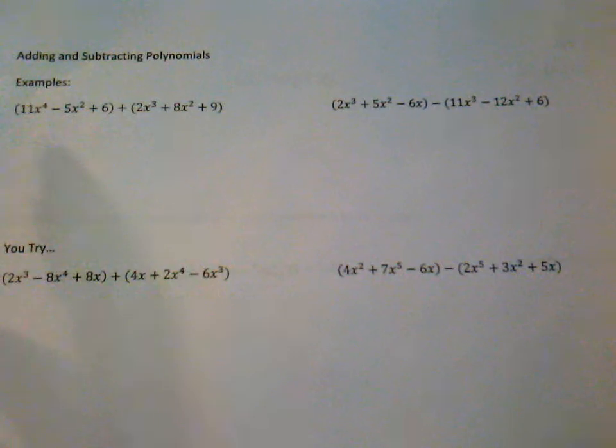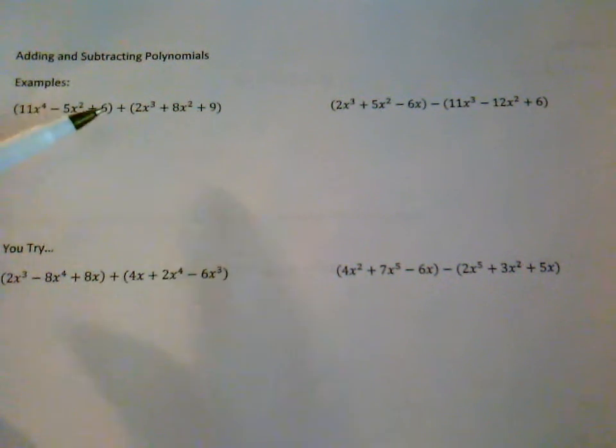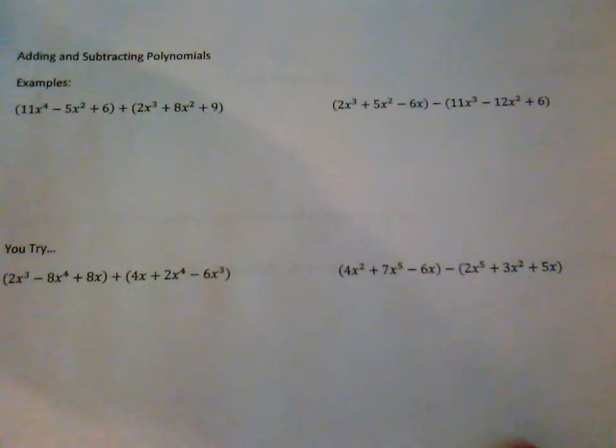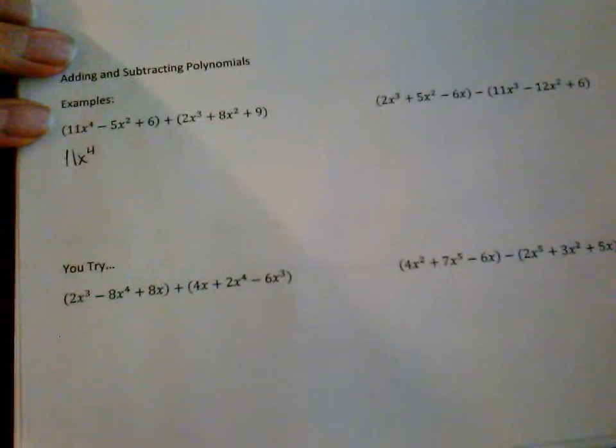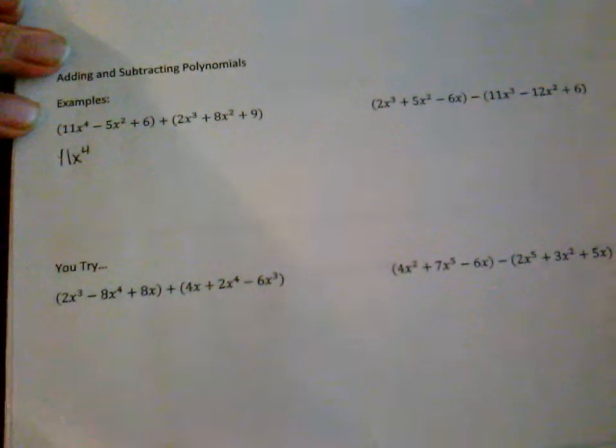So we have 11x^4, 5x^2, 6, 2x^3, 8x^2, and 9. Remember, like terms means that they have the same variable and exponent. For example, x^4, there's no more x^4s along this thing. So I'm just going to write 11x^4 right there. Why? Because I don't have anything to combine it with. So that's one of our terms we're going to need in the end.